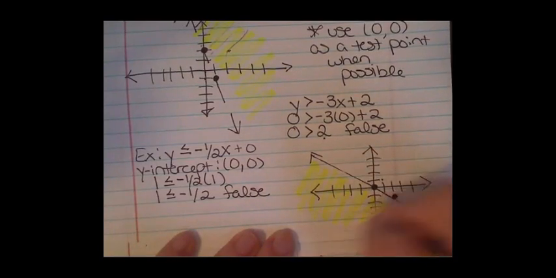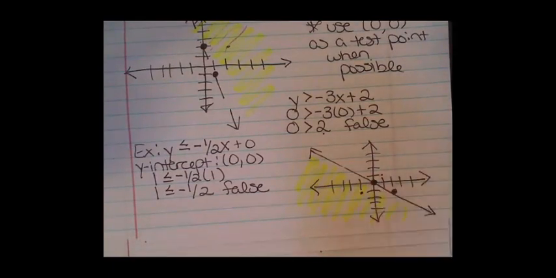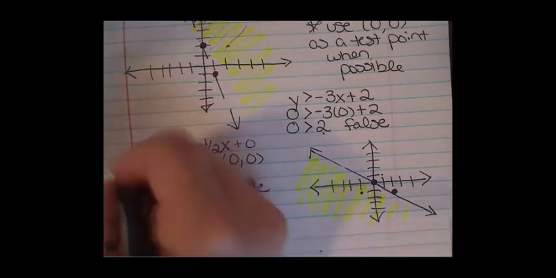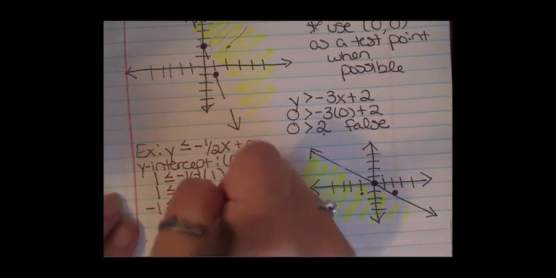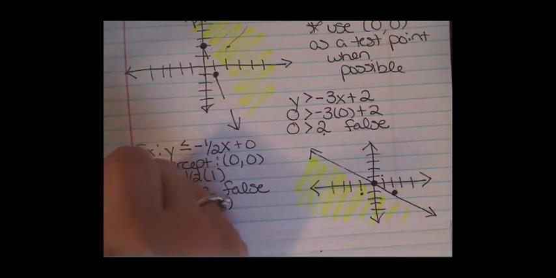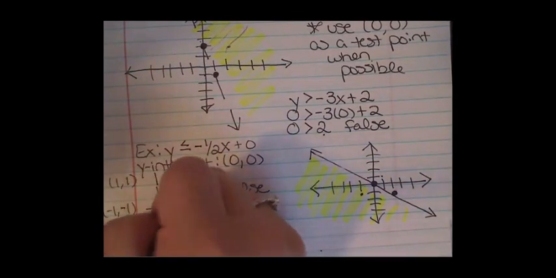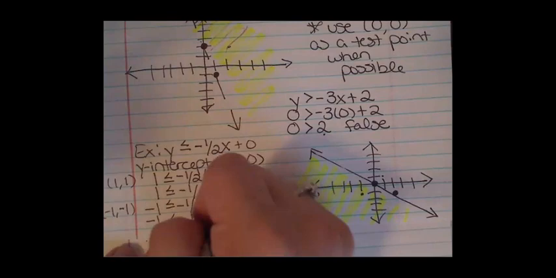And if you want further proof of where you're going to shade, pick a point down here and test it. So let's do (-1, -1). If we did (-1, -1), we would have -1 is less than or equal to -1/2 times -1. The -1/2 times the -1 would make that a +1. So is -1 less than or equal to +1? Yes, this is true. But you don't have to do that.